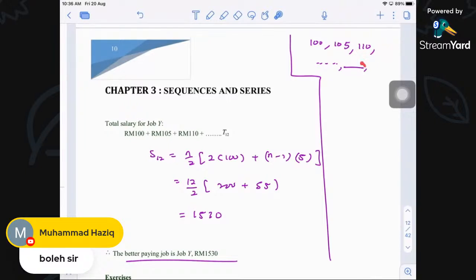So if I want to find the total money in the bank, then this is going to be T12 only. But if I tell you, you put 5 ringgit more compared to the previous month, then 100, then the next month you put 105. The following month you put 110. Then you find S12. Understand that?